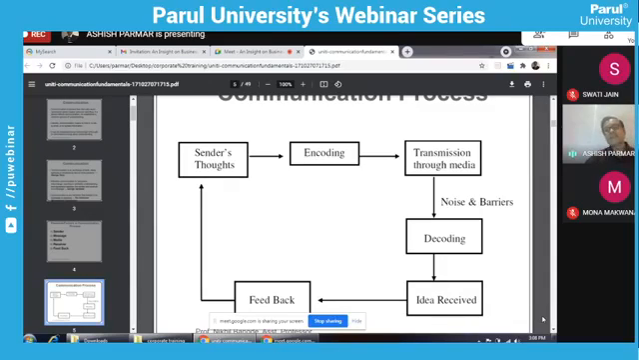Then once the message is transmitted, it is received and decoded by the receiver. The idea has been received by the receiver. The receiver then decodes or understands the idea and then replies in the form of feedback. So this is basically a technical diagram of communication, starting from the sender's thoughts all the way to the receiver giving feedback, meaning returning the reply. This is basically a diagram for understanding our communication process.